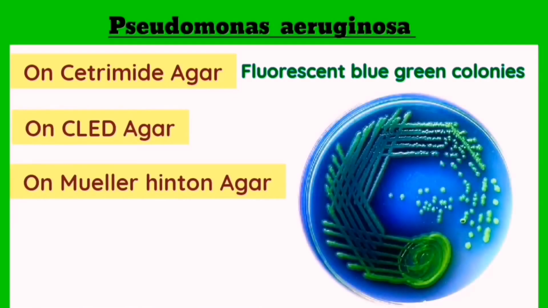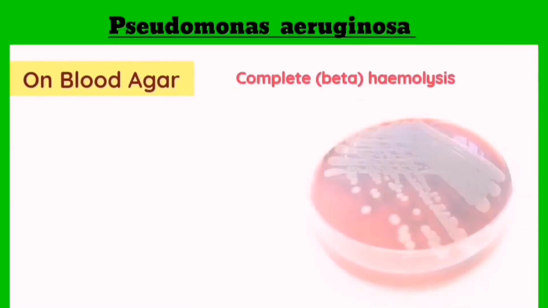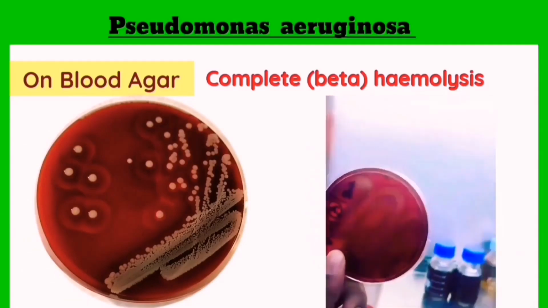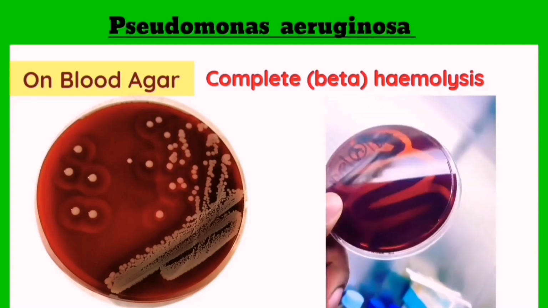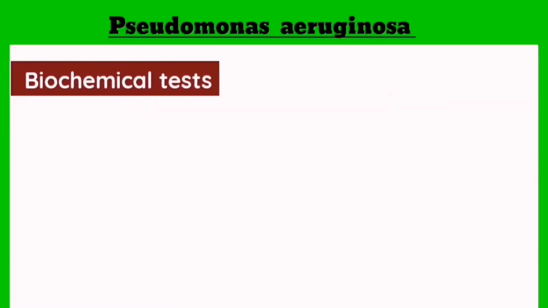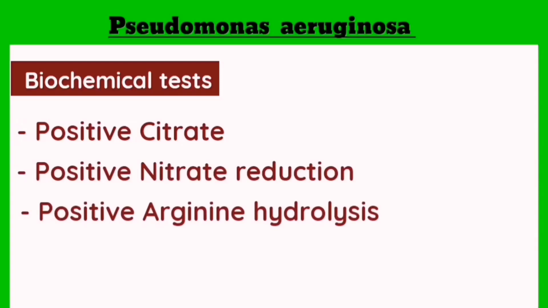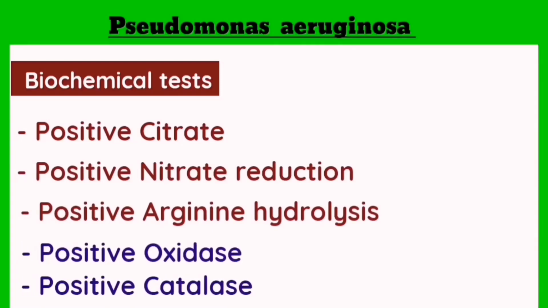On blood agar, it displays beta hemolysis, having the ability to lyse red blood cells completely. This is easily noticed when the Petri dish is held in front of a light, where the clear zone surrounding colonies is more obvious. Other biochemical tests used to confirm the identification of Pseudomonas aeruginosa are citrate utilization, nitrate reduction, and arginine hydrolysis, which should all show a positive result.